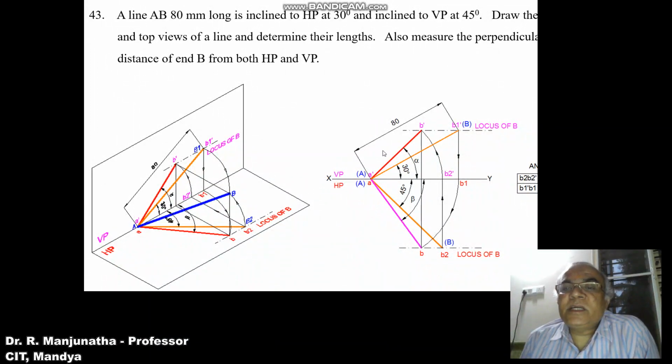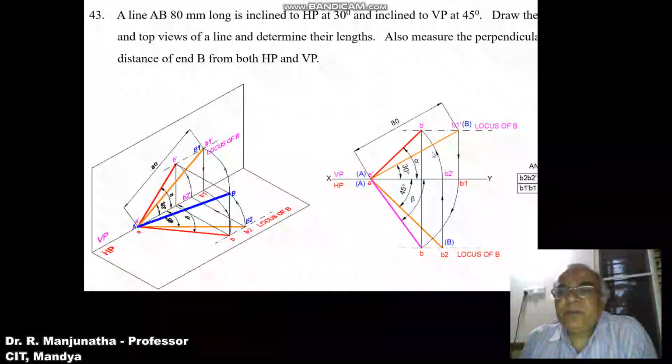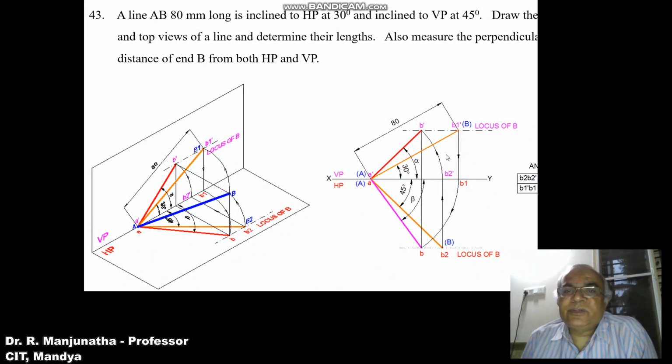Then you measure the length from B1 dash to B1 by using the scale, which will be equal to 40 mm, and then B2 dash to B2, which will be 57 mm. When it is done on the computer, B2 dash to B2 will be 56.57 mm and B1 dash to B1 will be 40.00 mm. So show the dimensions of 80 mm and this 30 degree and 45 degree, which is as shown, and this will be the final solution which has to be written in the sketchbook.